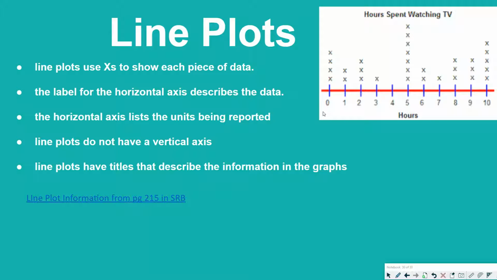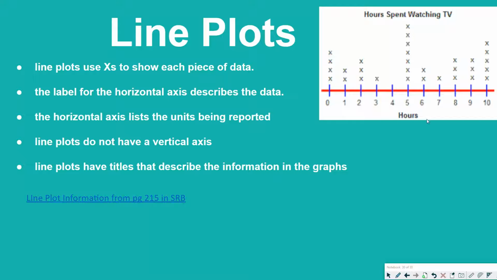A line plot is going to look like this. It's going to have X's showing each piece of data going up like this according to the hours. So this example right here is how many hours were spent watching TV. It has a title that tells you what information you're getting from this graph. It has a label with units down here. In this case, this is how many hours were spent watching TV. And then it has a scale, in this case going from 0 to 10 with each number represented. So we are using X's for the data pieces.